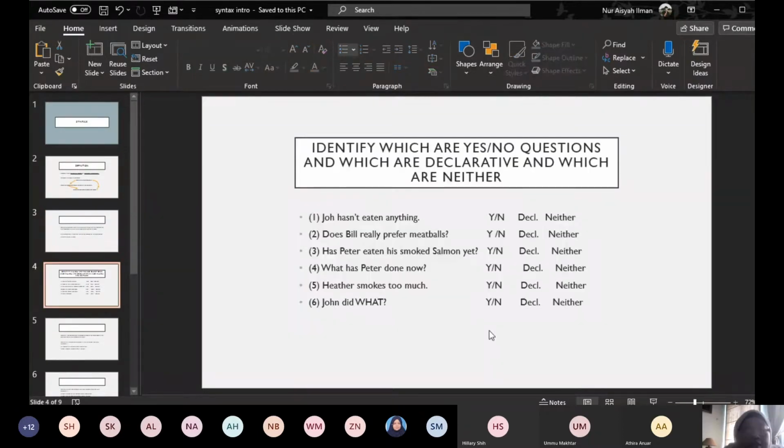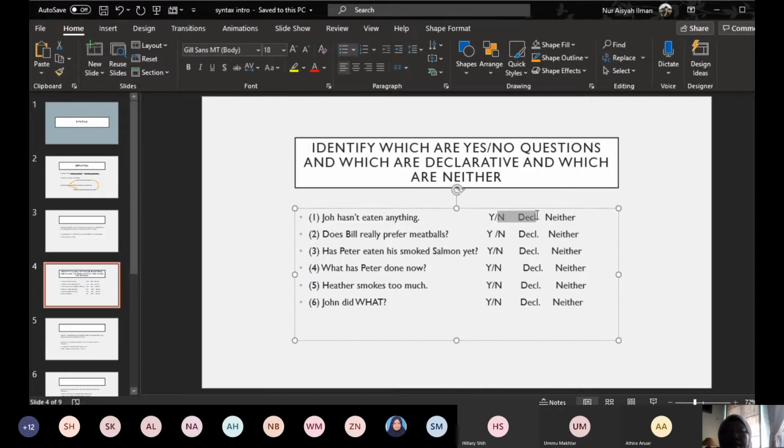So then we have a list of sentences. We need to identify which is a yes/no question and which are declarative and which are neither. All right. So, John hasn't eaten anything. So it is talking about a state of affairs not happening. So it is a declarative.